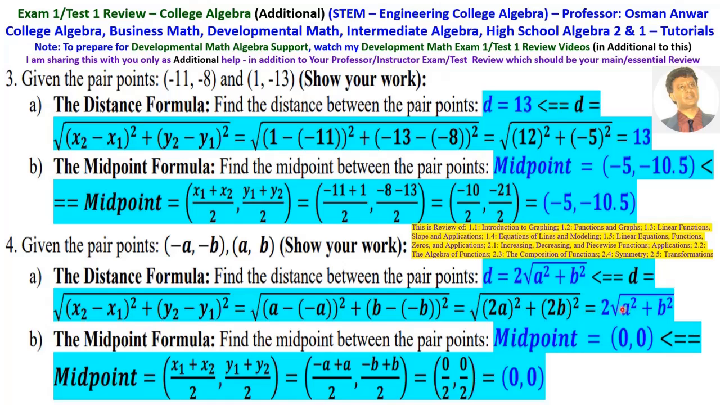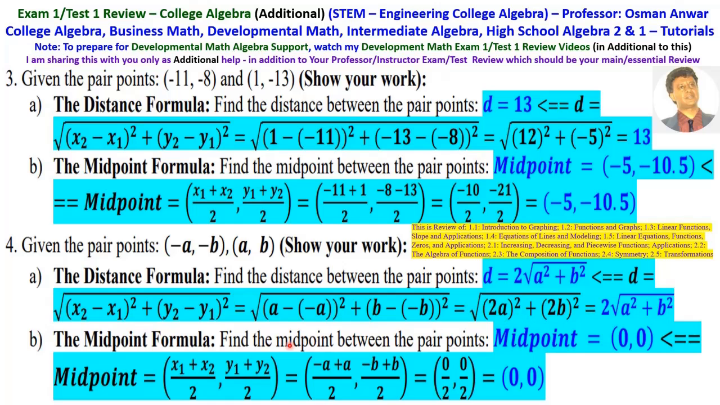The 4 can be factored out. The square root of 4 is 2, so that is 2. Then it is the square root of a squared plus b squared. So the solution is 2 times the square root of a squared plus b squared.